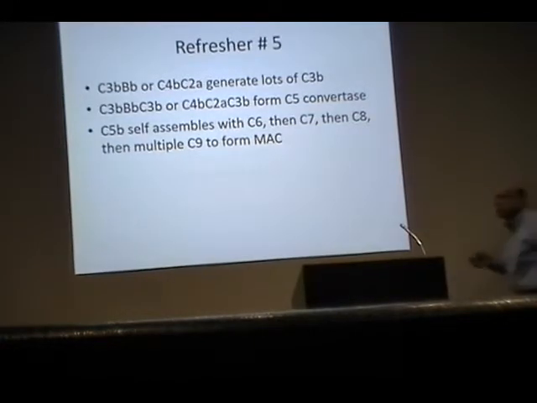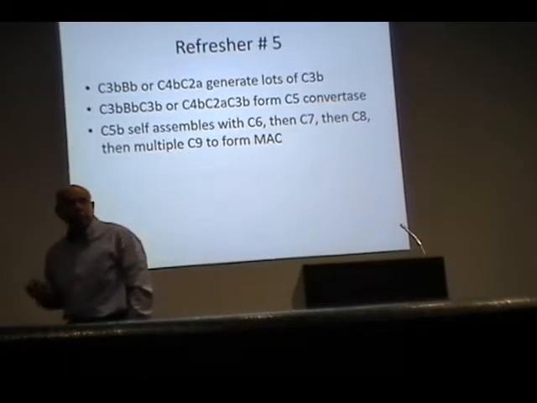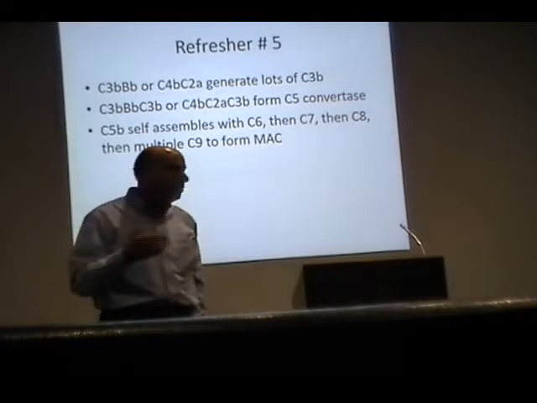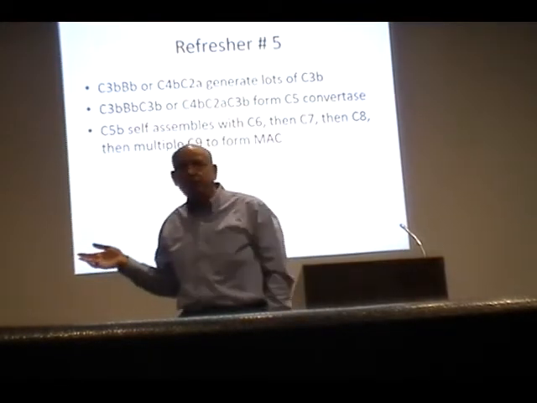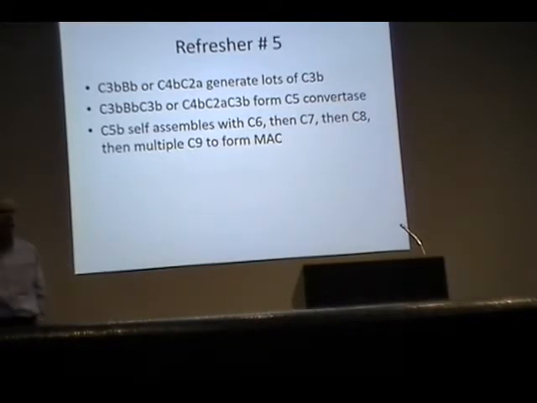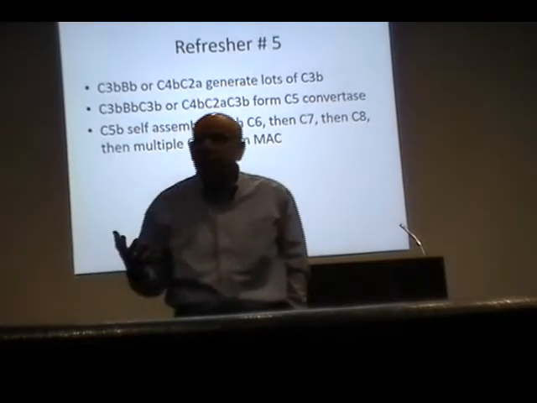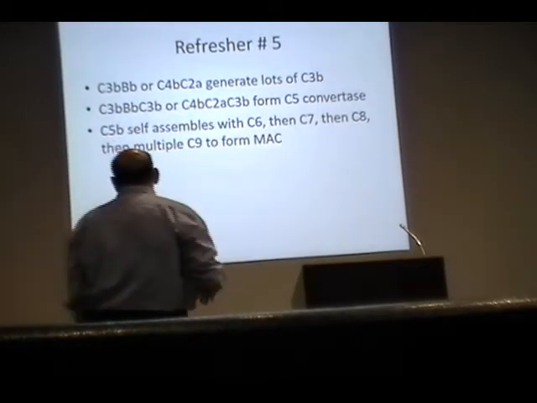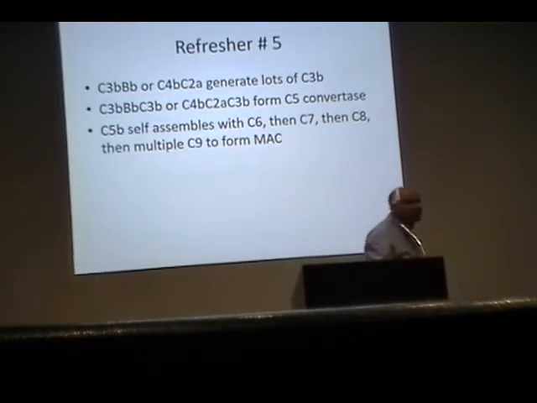So C3b, BB is the C3 convertase. C4b, C2a is a C3 convertase. C3 convertases cleave C3 into C3b. Now we have lots of C3b on the surface of the bacteria with those convertases, and therefore we create C5 convertases: C3b, BB, C3b, and C4b, C2a, C3b. The two C5 convertases cleave C5, and C5b self-assembles with 6, 7, 8, 9. You've got a membrane attack complex, the bacteria explodes, and we're healthy.